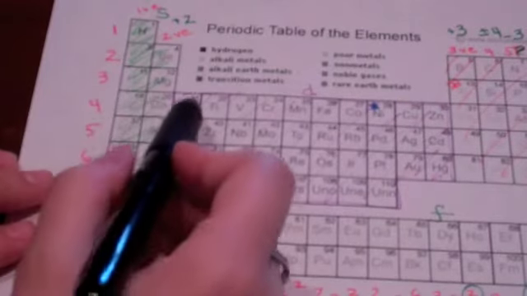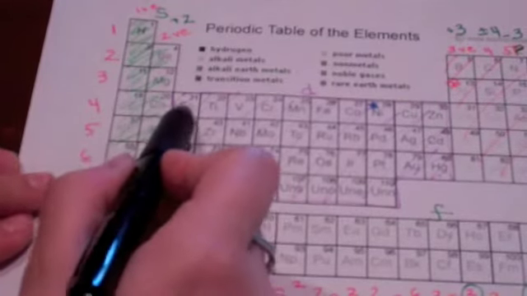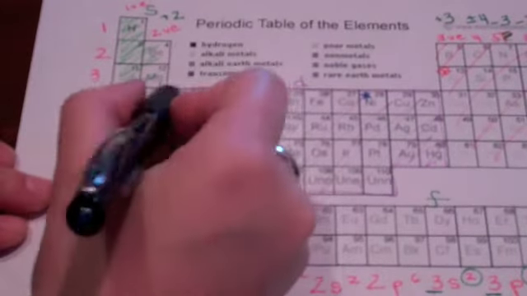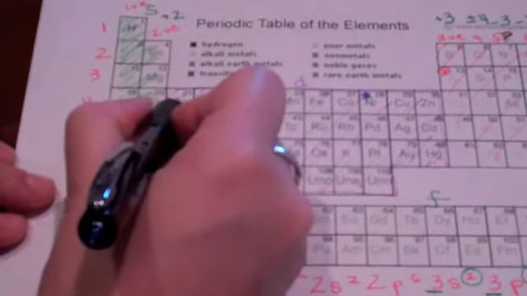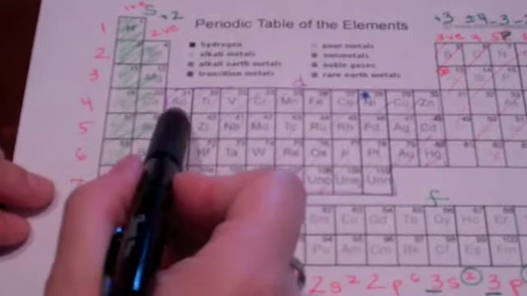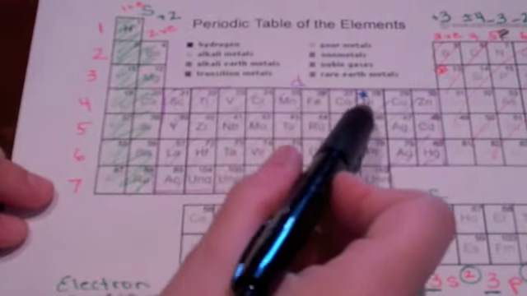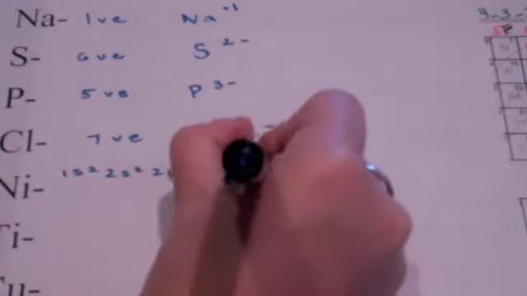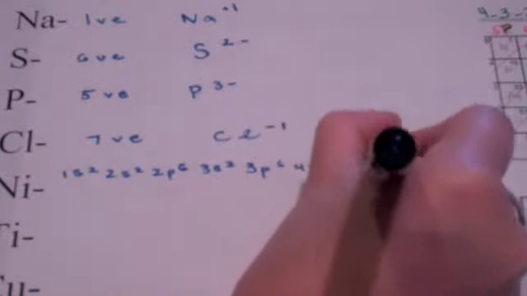Okay, 4s2, and remember the only funky thing about your D's is instead of being 4D, which you would expect it to be, your D's start on the third principal energy level. So this would be 3D, 1, 2, 3, 4, 5, 6, 7, 8. 3D8. So I'm going to write this out for you. 1s2, 2s2, 2p6, 3s2, 3p6, 4s2, 3d8.